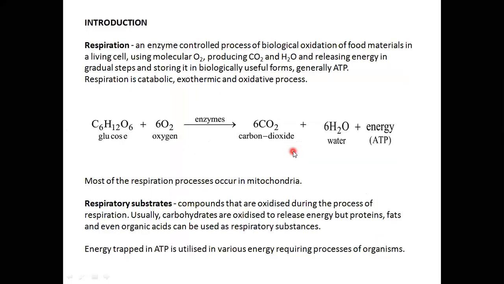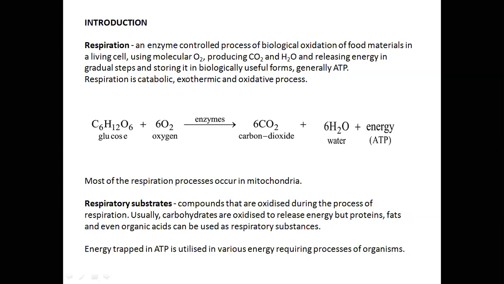Okay, so is this slide clear, everyone? This much part is clear. What is the respiration process? Respiration is the oxidation of particular substances to release energy. Respiration is catabolic because something is breaking down. Exothermic because energy is being released in this process. Oxidative because oxidation is taking place.